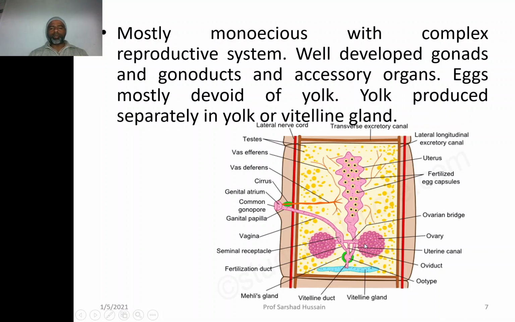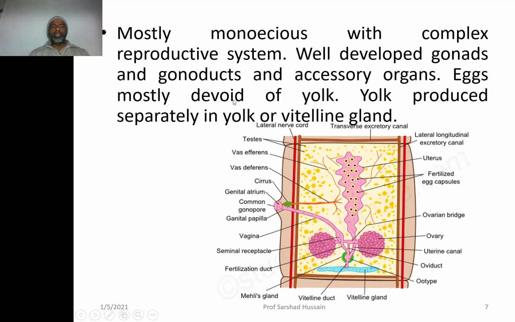Then the gonoducts. You can see that the ovaries are leading into tube-like structures. These are called the gonoducts. Again, the testes are leading to the vasa efferentia and the vas deferens. They are tubes, so they are also called ducts. Because they are coming out from the gonads, they are called the gonoducts.